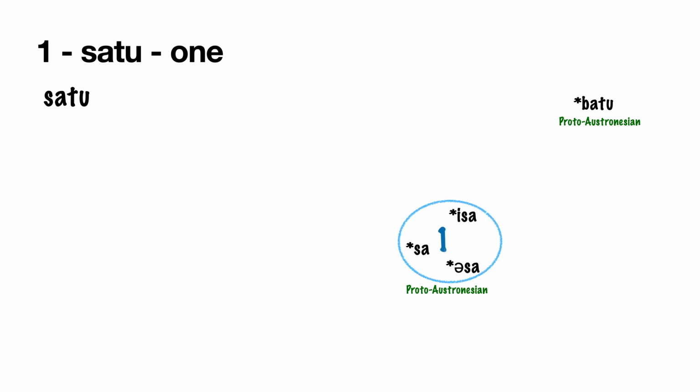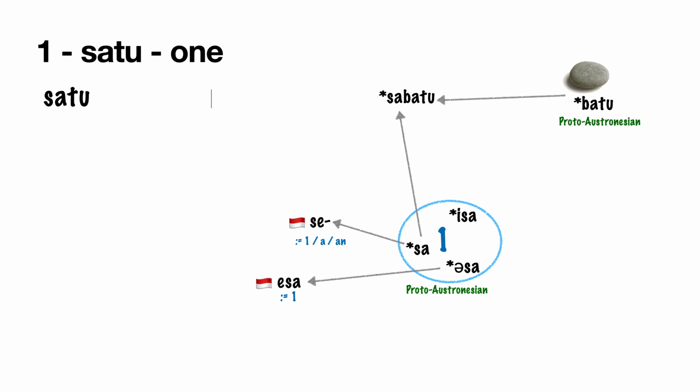Satu, 1. Satu is derived from the Proto-Austronesian words sa and batu. Sa or asa or isa is the Proto-Austronesian word for 1. The Indonesian word esa actually comes from this Proto-Austronesian word, and it is also the root for the Indonesian prefix se, which means 1 or a or an. On the other side, batu means stone. Together they become the word sabatu, similar to the Indonesian word sebatu, which in its current definition literally means a stone.